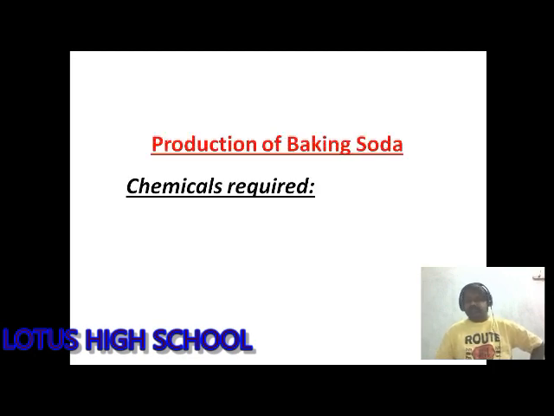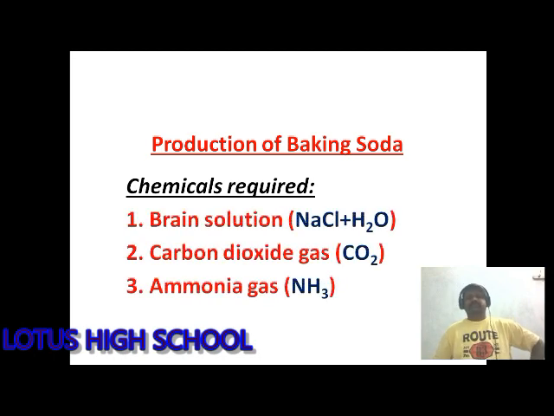Next, production of baking soda: how baking soda is prepared in industry. Chemicals required. The first chemical is brine solution. Brine solution is nothing but NaCl salt dissolved in water, sodium chloride soluble in water. In our language we simply call it a salt solution.